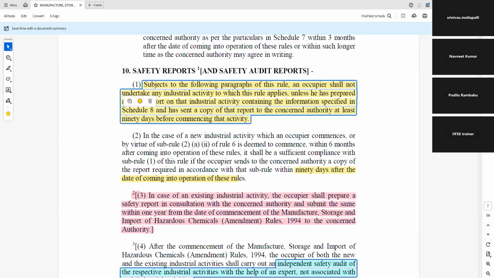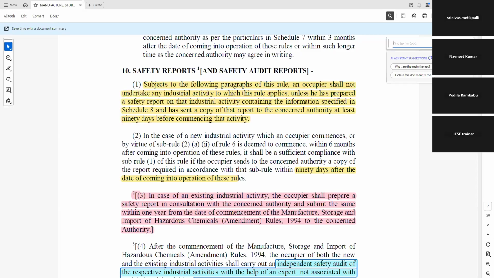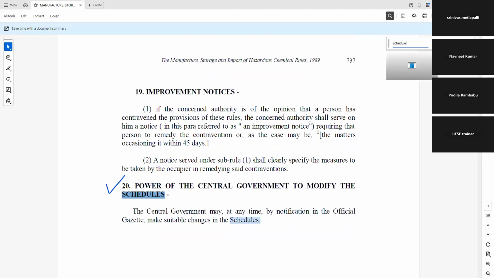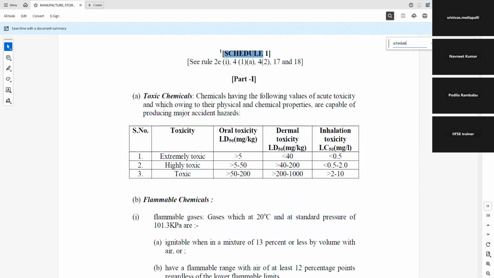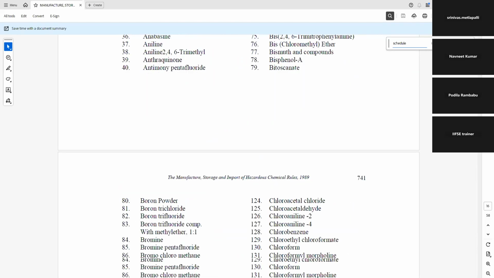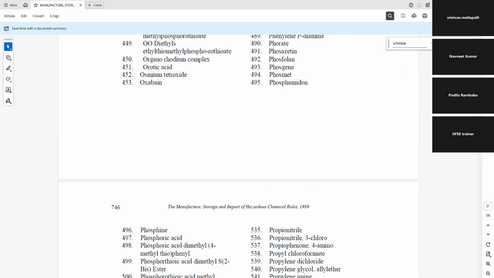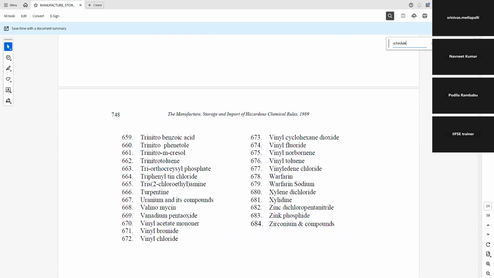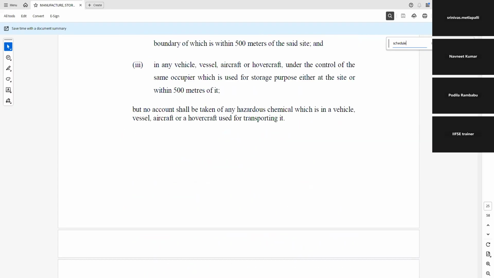I think it is good, better we'll see the schedules so that you will get an idea what kind of information. Okay, Schedule 1. We'll talk about this part 1.